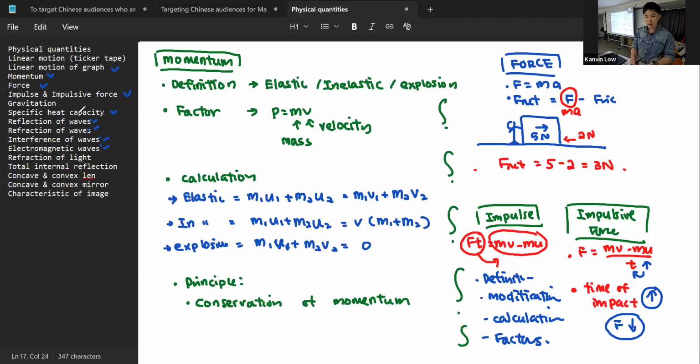Saturday's recording, where I also taught you the wave questions that are coming out. These are them: reflection, refraction, interference, and also electromagnetic wave. But we did not go through the questions, right? So let's go through some of the questions. All of you don't have these notes with you.